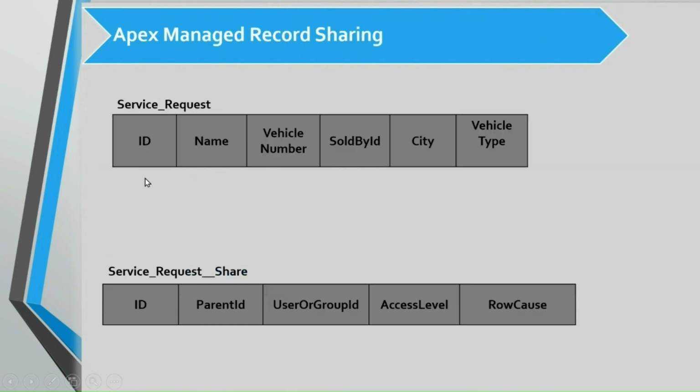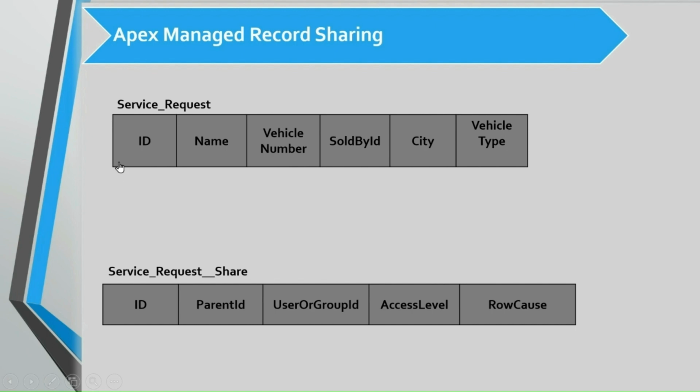Now let's look into the implementation part in Apex for this requirement. Here we have our custom object with the name Service Request, which has fields like name, vehicle number, and sold by ID. As we know, for each and every object, Salesforce maintains a corresponding __share object. So for our custom object Service Request, Salesforce is maintaining Service_Request__Share. This __share object is used to store the record level access of the data for those records under the object Service Request.